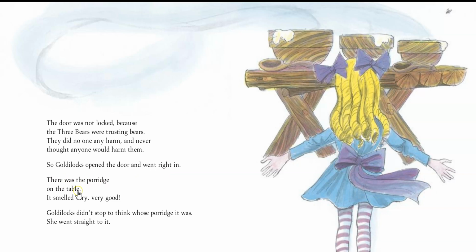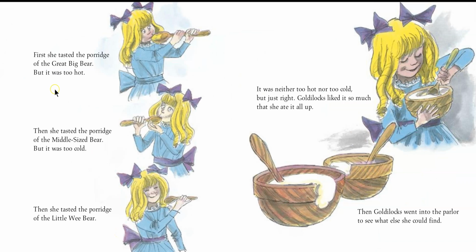There was the porridge on the table. It smelled very, very good. Goldilocks didn't stop to think whose porridge it was. She went straight to it. First, she tasted the porridge of the great big bear, but it was too hot. Then she tasted the porridge of the middle-sized bear, but it was too cold. Then she tasted the porridge of the little wee bear. It was neither too cold nor too hot, but just right. Goldilocks liked it so much that she ate it all up.